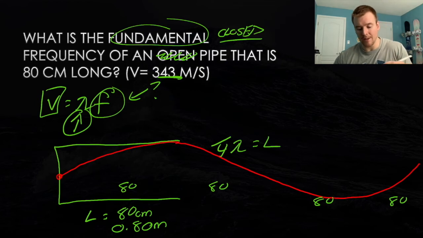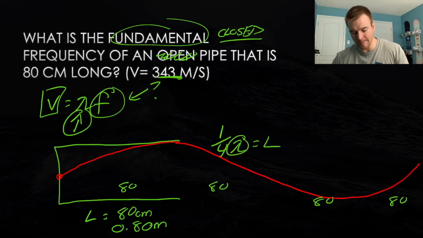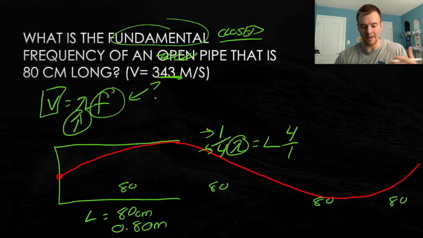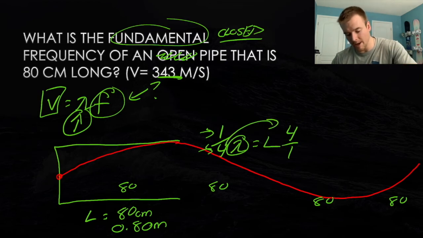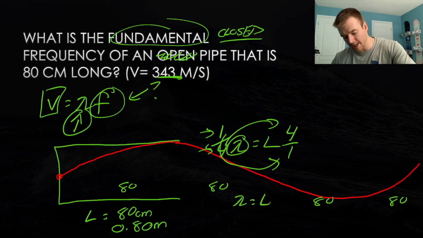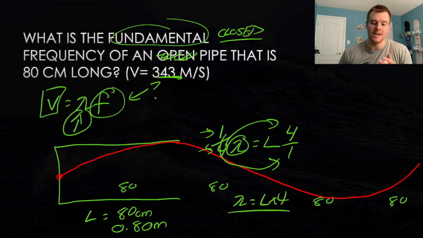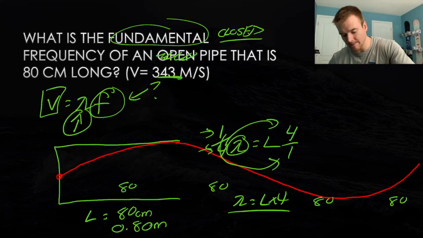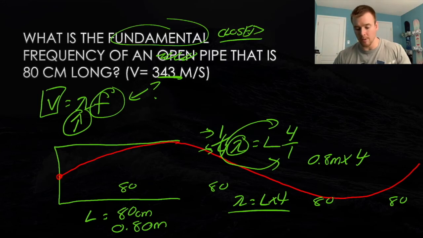If you want to look at the math way, we would have 1/4 of a wavelength is equal to the length of the pipe. We're trying to rearrange for wavelength. So how am I going to move 1/4 over there? Well, I'm going to times by 4 and divide by 1, just like taking the inverse to get rid of these numbers. Instead of dividing by 4, I times that 4 up, and I divide the 1 down, and I have wavelength is equal to length times 4. So that's all we got to do. We're going to take 80 centimeters, so 0.8 meters times 4, and you get 2.4 meters.